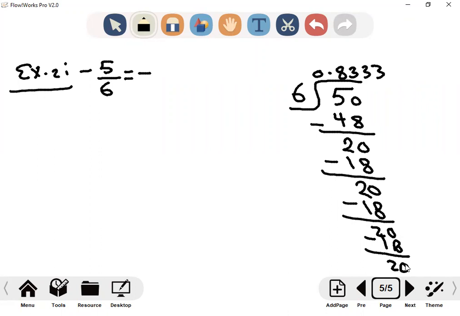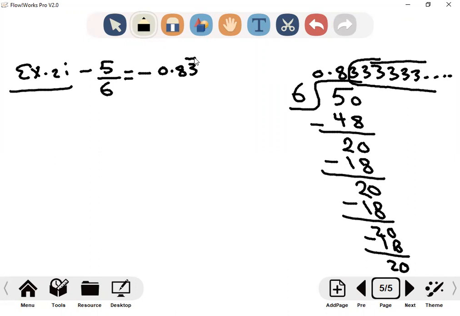It won't end. So here what we will have? 3, 3, 3 forever. How will we write it? 0.8, no problem. But what's the repeated digit? We write 3 with a small dash over the 3 only, not the 8. We put a small dash over the repeated digit only. Not repeated, we don't put anything over it. Get it? So negative 5 over 6 is negative 0.83, and the 3 is repeated.